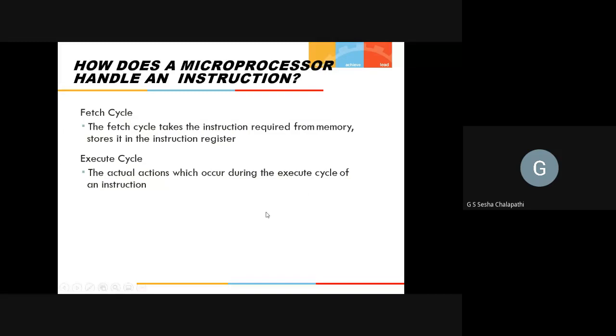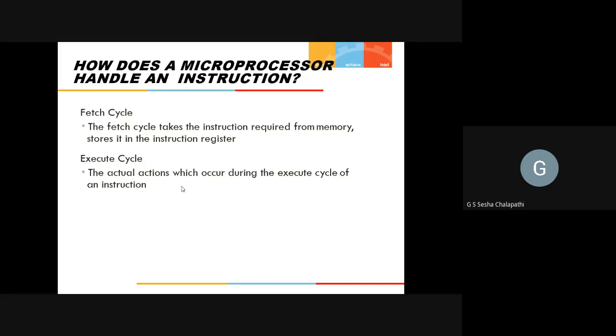Now, once you give an instruction to a microprocessor, how does your microprocessor handle that? It fetches that particular instruction, takes the instruction required from the memory, and stores it in the instruction register. After it fetches the instruction, it performs the actual operation. This is a broad way of classifying an instruction: fetch cycle and execute cycle.